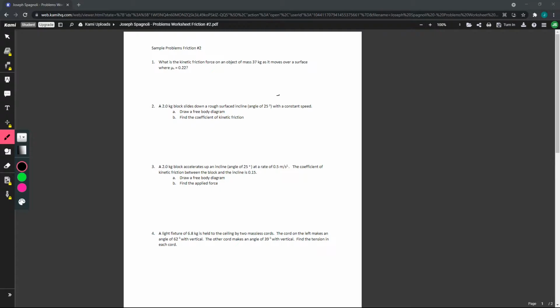First one, number 1, it says, what is the kinetic friction force on an object of mass 37 kilograms as it moves over a surface where the coefficient of friction equals 0.22? Okay, so we know that we have a force going in one direction, and we have friction counteracting it. That's why we set up a problem where force is being subtracted by force of friction, and we set that equal to mass times acceleration.